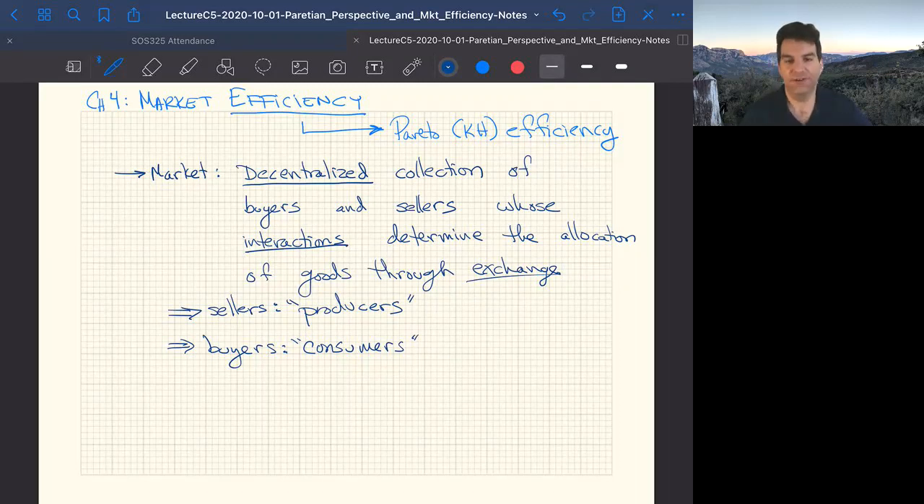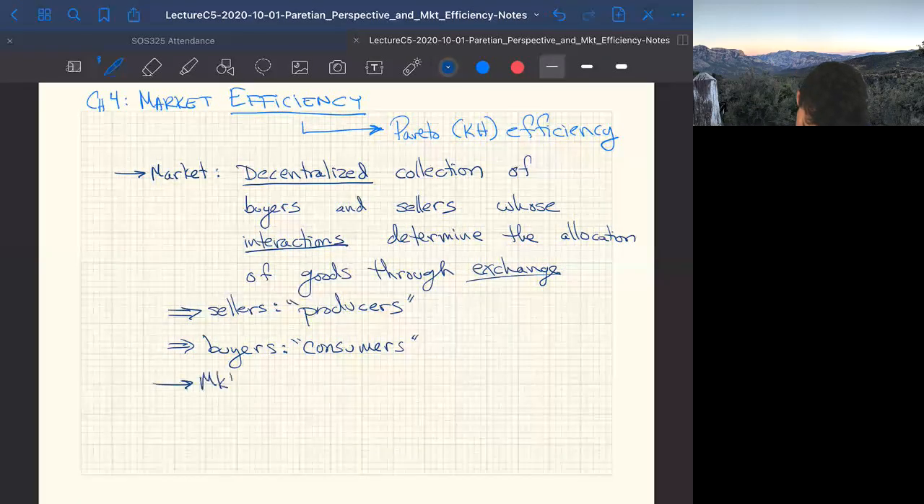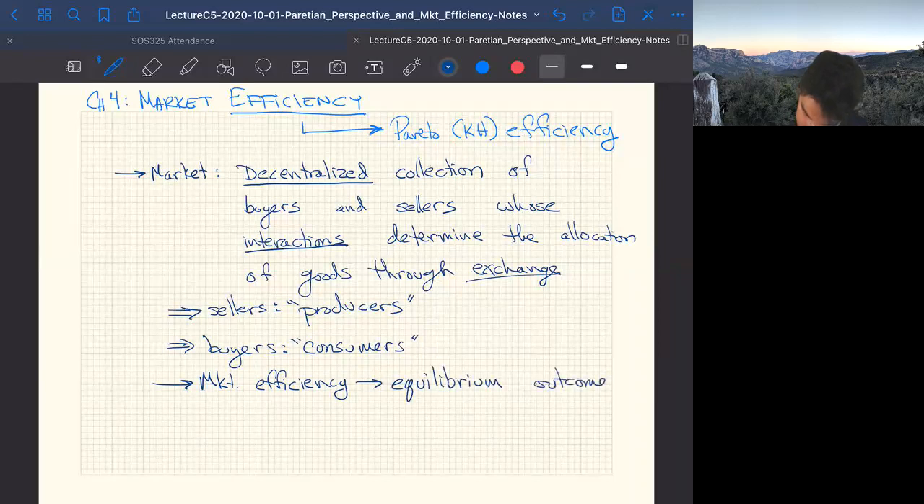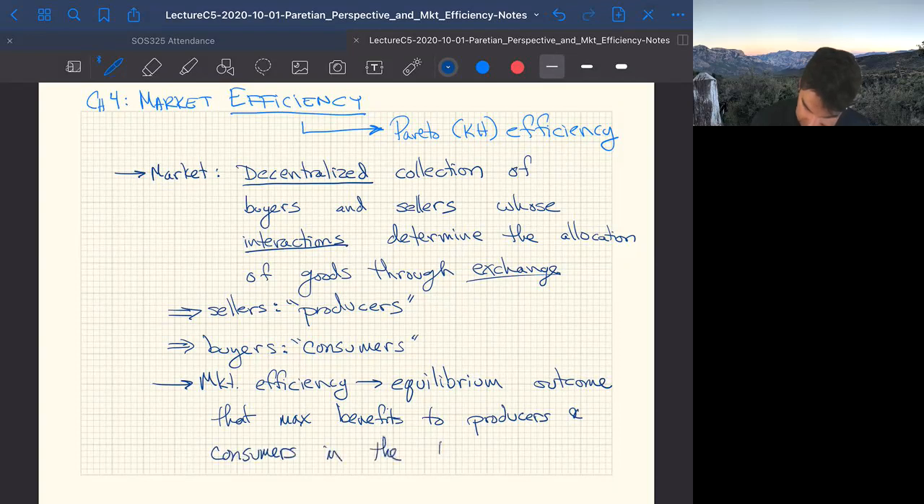And so, what is market efficiency in this framework? Market efficiency is an equilibrium outcome that maximizes benefits to producers and consumers in the, I'm going to say Pareto and, more practically, Kaldor-Hicks, but in the Pareto sense.